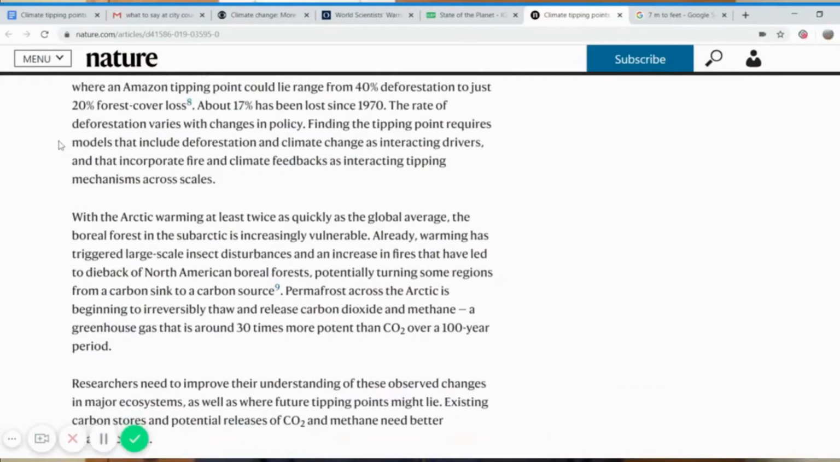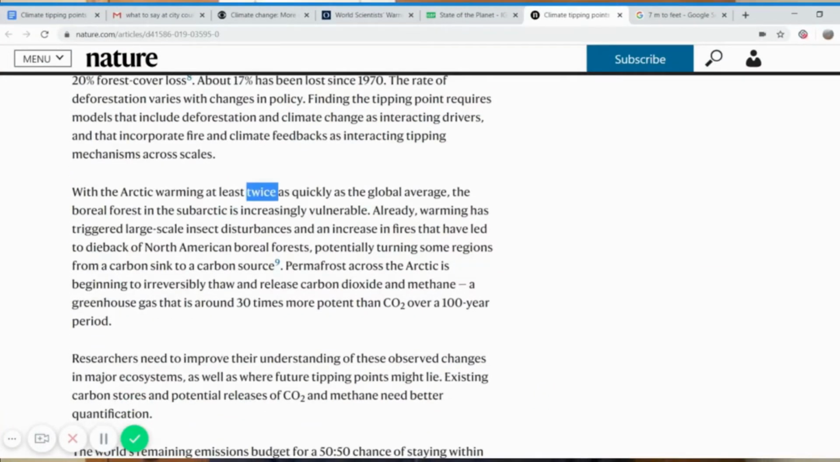With the Arctic warming at least twice as quickly as the global average, the boreal forest in the subarctic is increasingly vulnerable. Already, warming has triggered large-scale insect disturbances and increase in fires that have led to dieback of North American boreal forests, potentially turning some regions from a carbon sink into a carbon source.